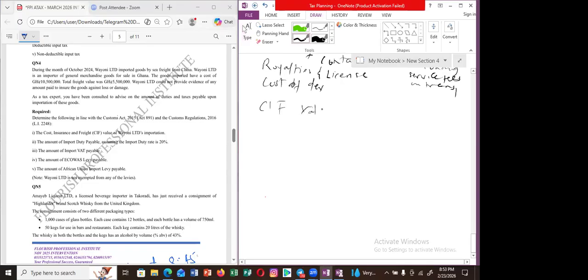So take this format. You have your CIF value, like I taught you the VAT format, right? On this CIF value, your import duty is computed. Import duty or customs duty is computed on the CIF value, right? So once you add it, you have your CIF plus the import duty.